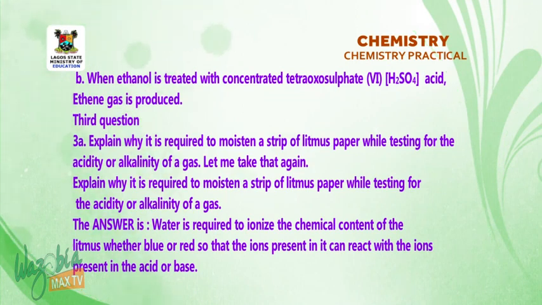Third question. Explain why it is required to moisten a strip of litmus paper while testing for the acidity or alkalinity of a gas. The answer is water is required to ionize the chemical content of the litmus, whether blue or red, so that the ions present in it can react with the ions present in the acid or base.